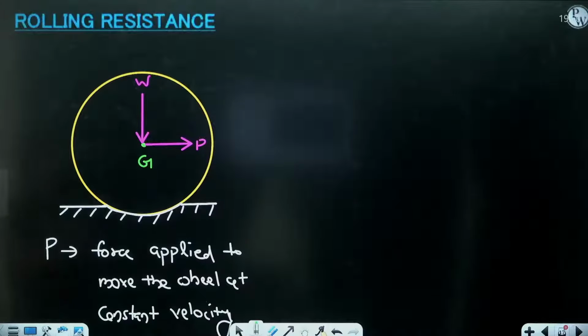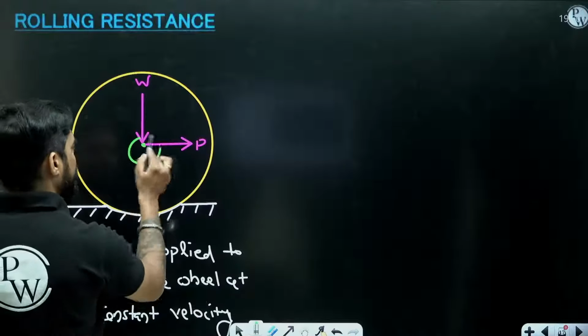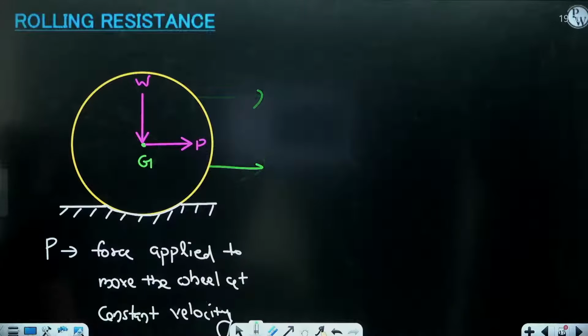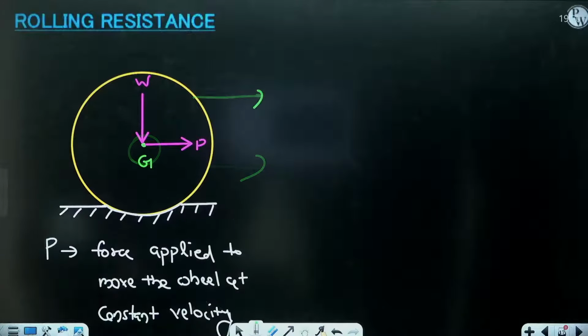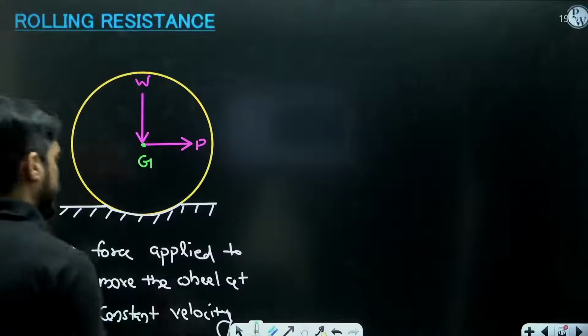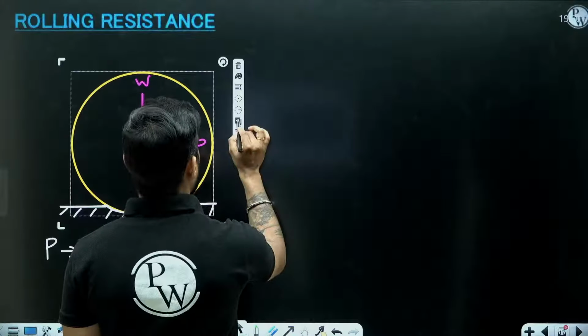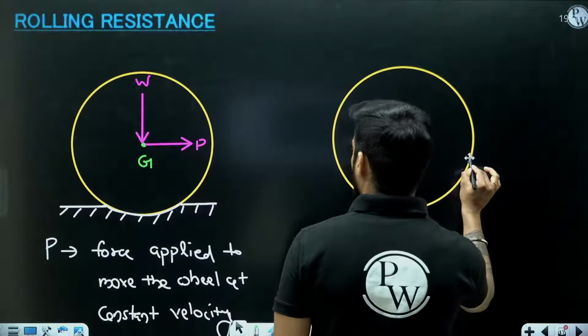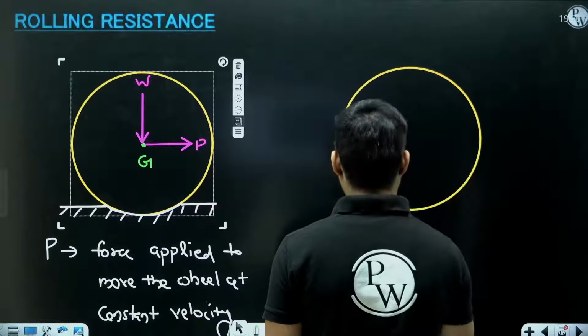Yes, we can apply the force anywhere. Right now I am just assuming that I am applying the force at G. Okay, you can apply it anywhere, beta. So the wheel is moving, but it is moving at constant velocity, means it is in dynamic equilibrium. Okay, now understand this. If I draw the free body diagram, what am I going to get?